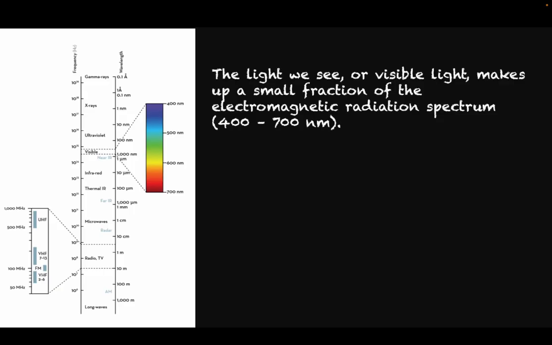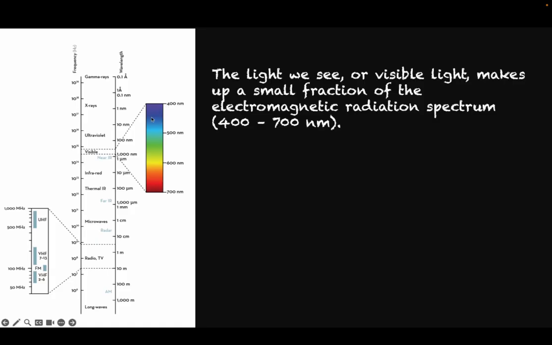So what we in particular care about is this very narrow portion of the spectrum here, which is called the visible light spectrum. The visible light spectrum, or the light that we actually are able to see with our eyes, actually makes up a very small fraction of the electromagnetic radiation spectrum, only in the range between 400 nanometers and 700 nanometers. And the particular wavelength will actually determine what color you are looking at.